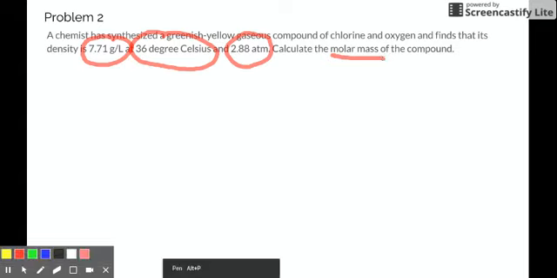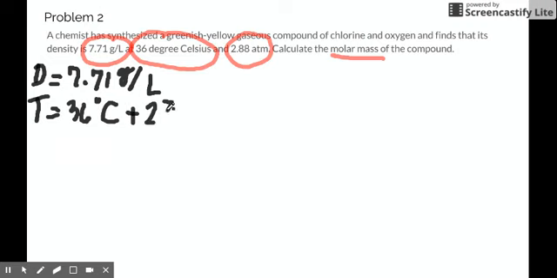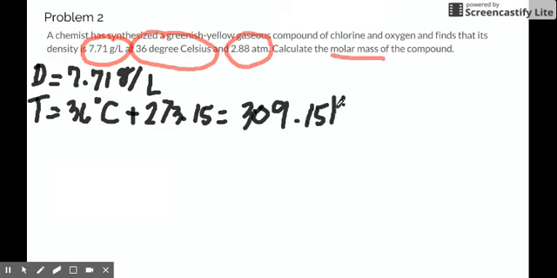Okay, now let's look at our given first. We're given density, which is 7.71 grams per liter. And then T is 36 degrees Celsius, to which we need to add 273.15 Kelvin. And so the temperature will now be 309.15 Kelvin. And then we have pressure, which is all right because it's already in atmosphere, so 2.88 atmosphere. Okay, now the variables are there from the problem.